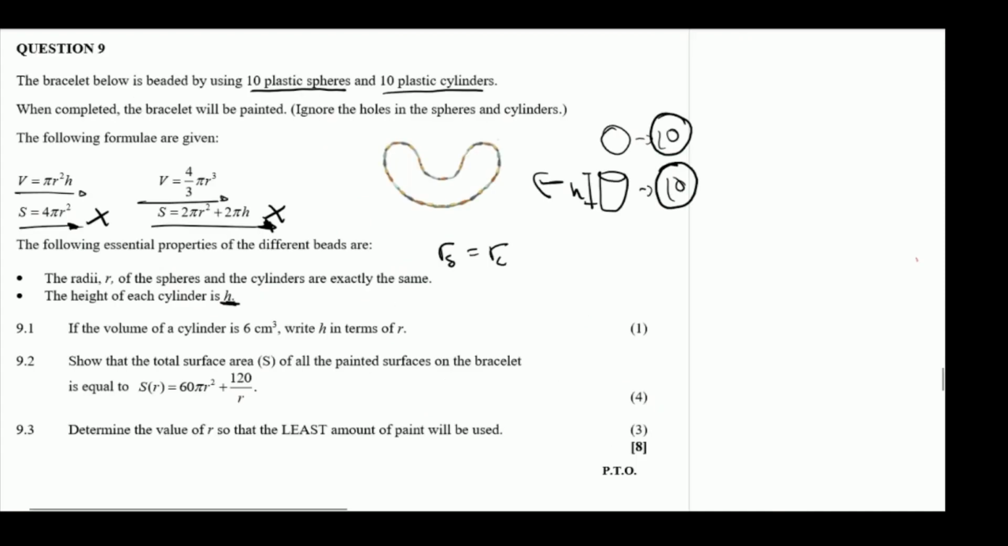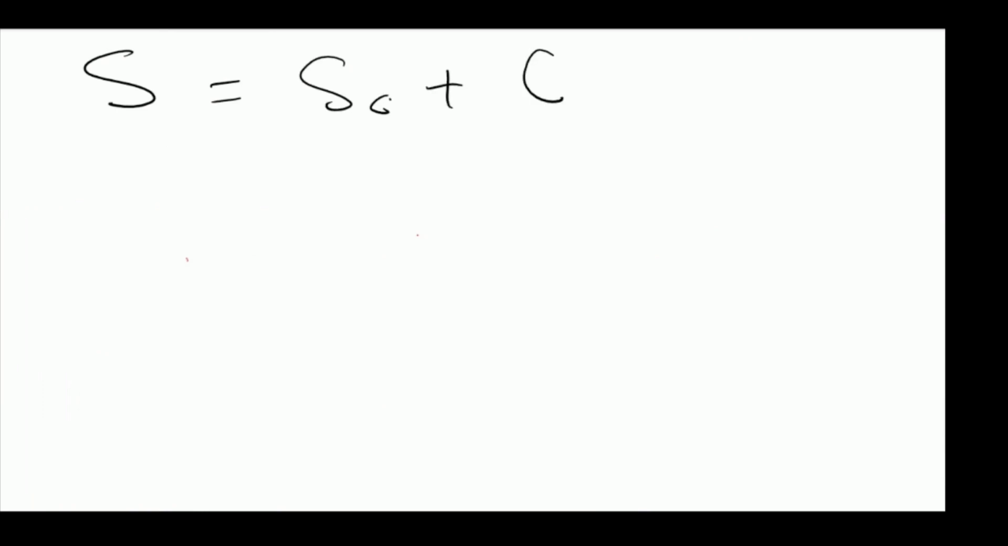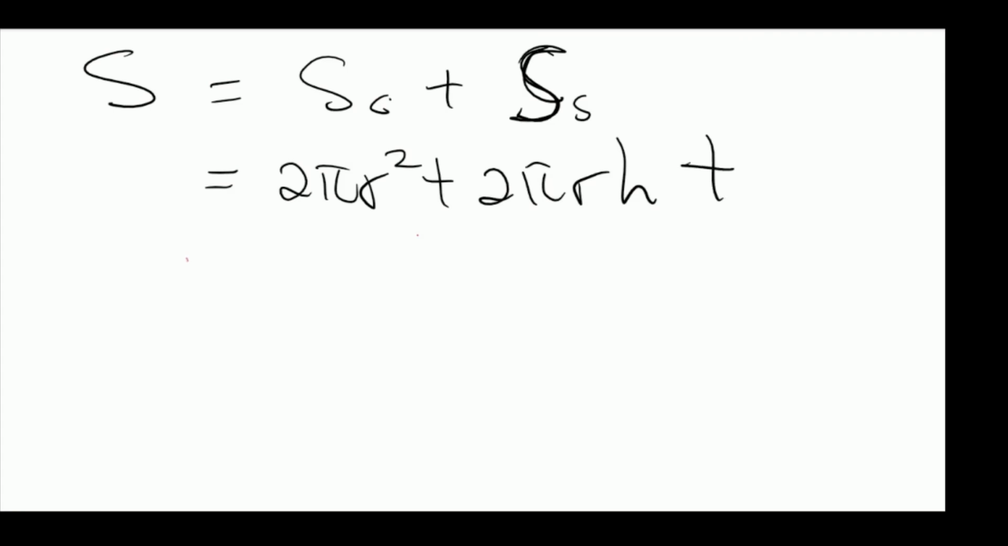9.2, we are told to show that the total surface area of all painted surfaces of the bracelet is equal to this expression here. So for us to show the required result, we need to add the entire surface area. We must add the surface area of a cylinder and the surface area of a sphere. The surface area of a cylinder is 2 pi r squared plus 2 pi r h, plus the surface area of a sphere, which is 4 pi r squared, right?